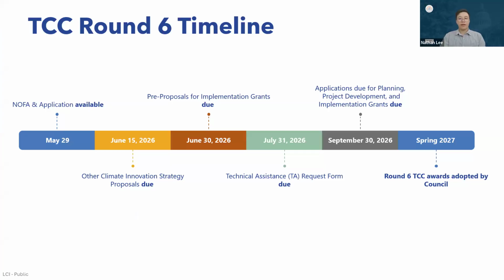Let's go over the Round 6 timeline. Applications opened on May 29th, 2026. If your implementation grant proposal involved Strategy 13, Other Climate Innovation, the proposal must be submitted by June 15th. On June 30th, pre-proposals for implementation grants were due. By July 31st, the request form for application technical assistance will close. Lastly, all applications for the 3 grant types are due September 30th, 2026. We do not accept late applications. After the application review period, we anticipate the Strategic Growth Council will make awards in spring 2027.